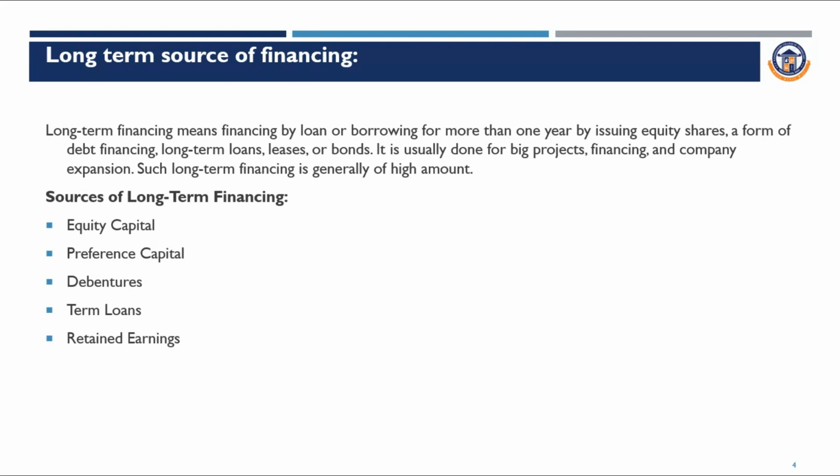Next one is retained earnings. The profit of the company kept aside over time to meet the company's future capital needs. It means the free reserve, which carries nil cost and is available free of charge without any interest.